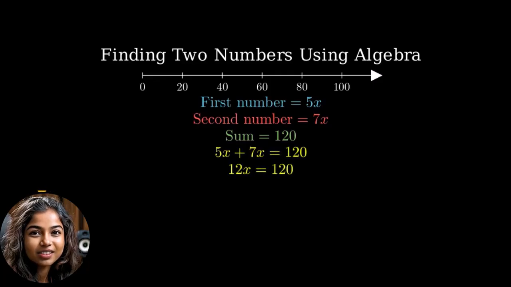On the left side, we can combine like terms. 5x plus 7x equals 12x. Now we can solve for x. To isolate x, we divide both sides by 12. This gives us x equals 10.